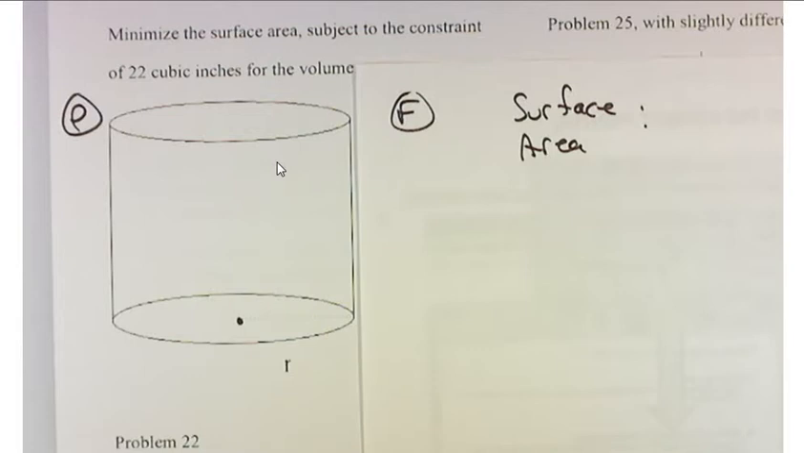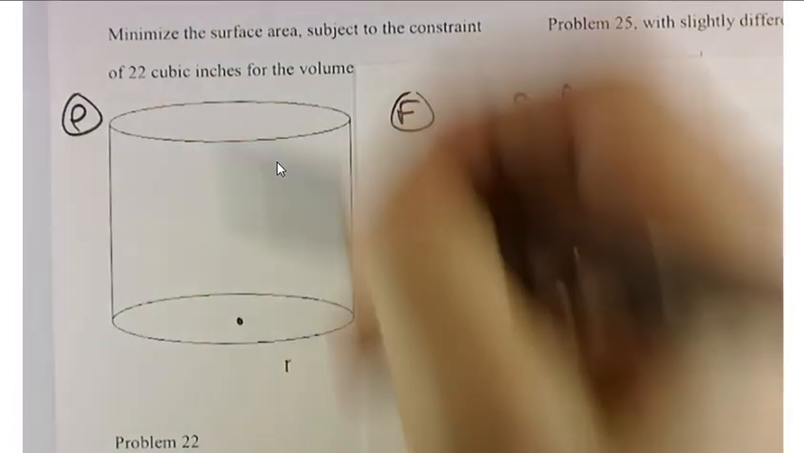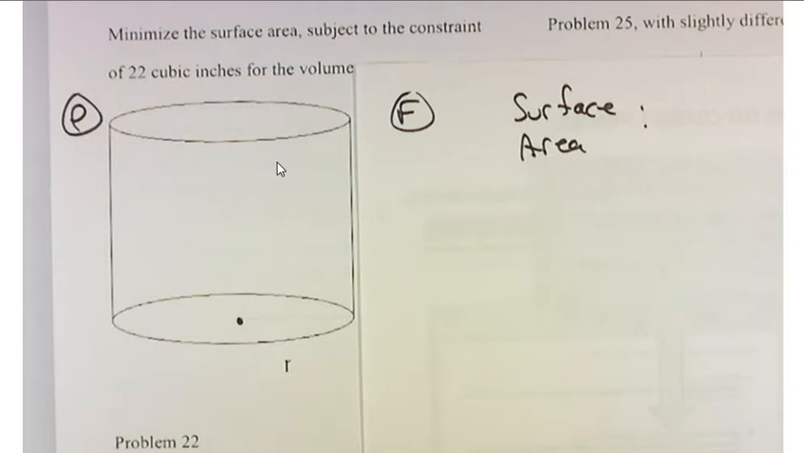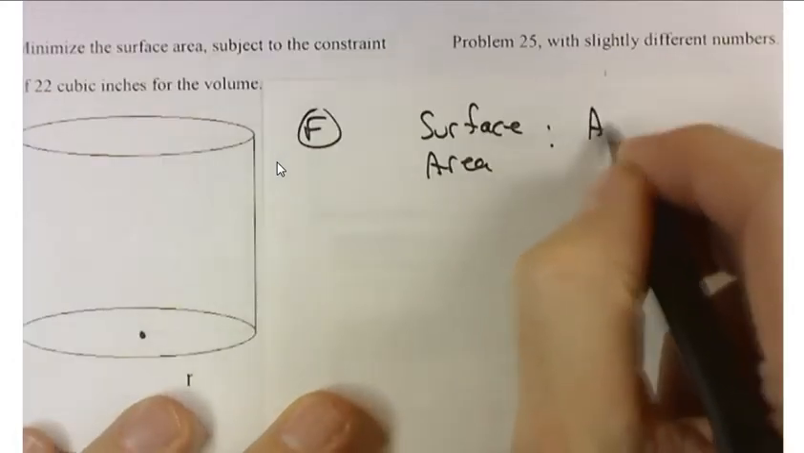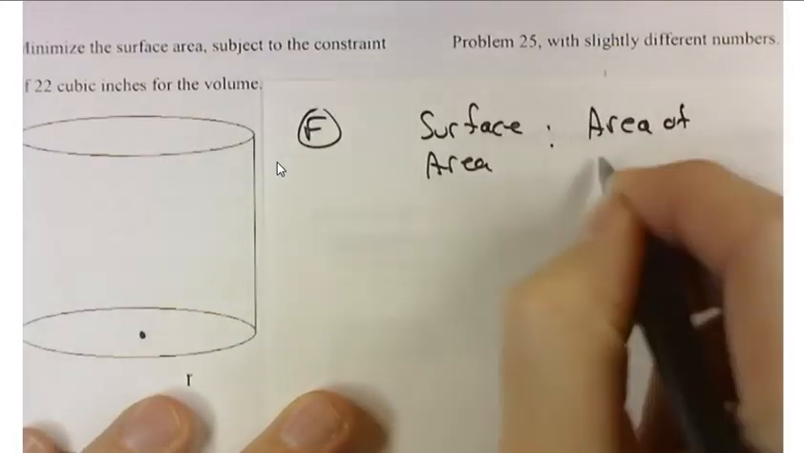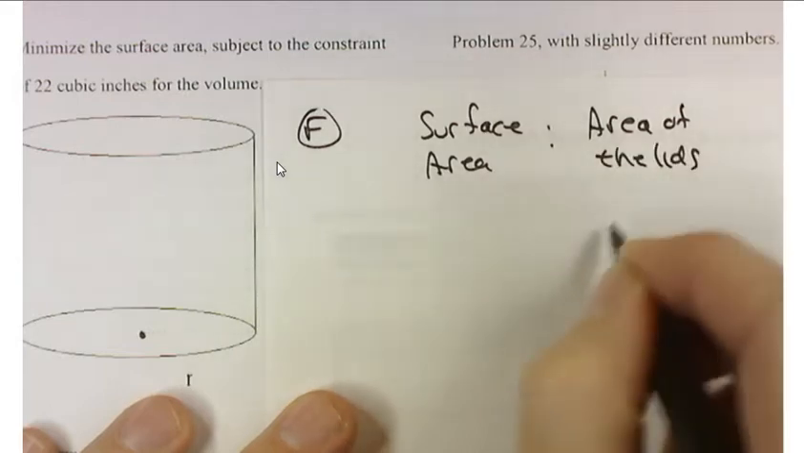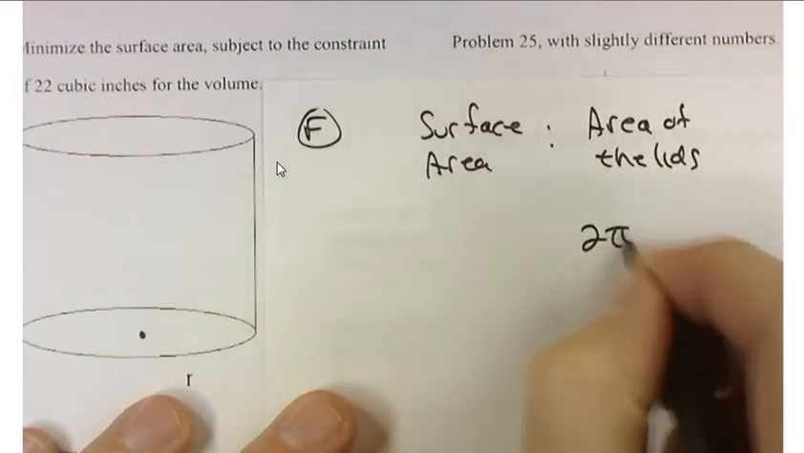Let's be a little more mathematical. Anyone want to use a technical term, circle? There you go. So we've got a circle on top and on bottom. What's the area of one of those circles? This one I expect you to know. Area of a circle: pi r squared. And we've got two of them, so the area of the lids is going to be 2 pi r squared.